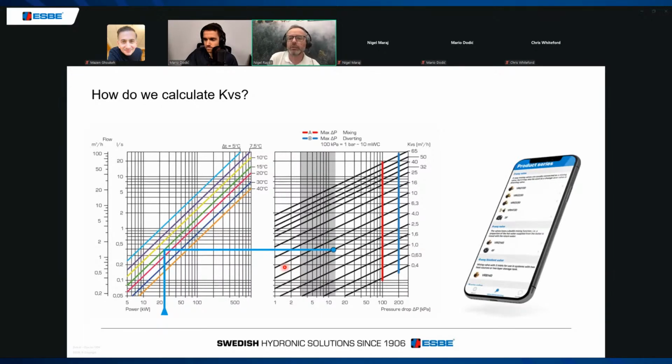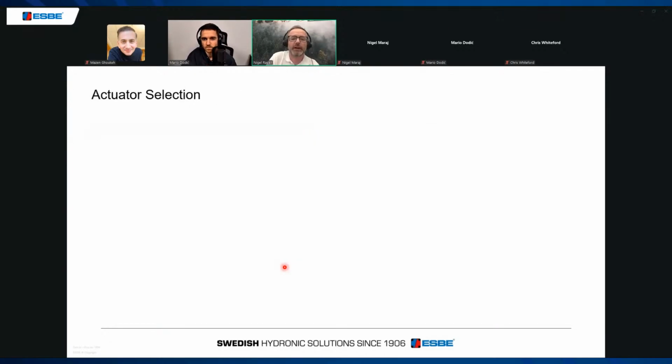But we do have an app. Everyone loves an app. I was going to show it on camera, but basically you open the app up, select what your mixing valve is, type in your flow rate and your DT, and it suggests which valve you need to use. Final bit is actuator. People don't understand what style of actuator they need for each application.